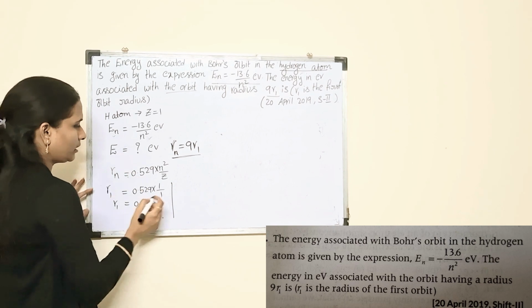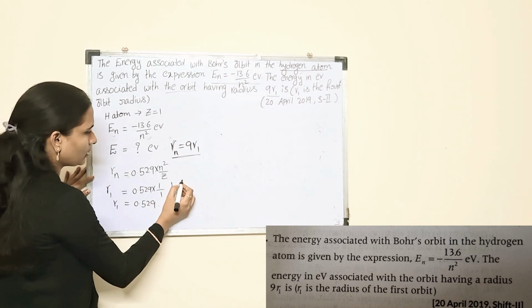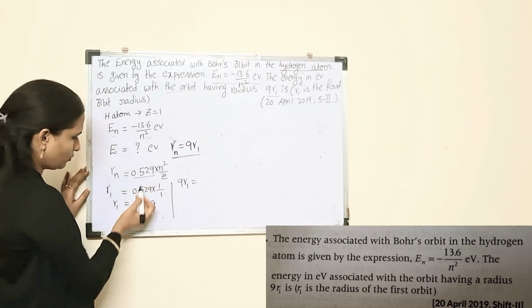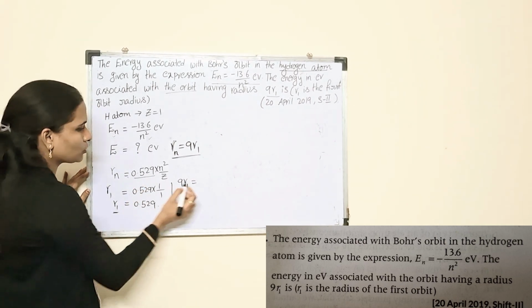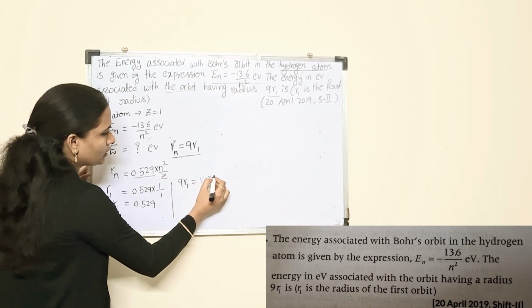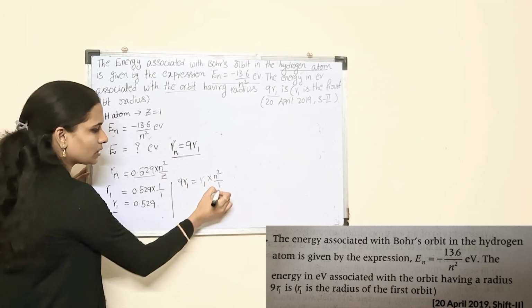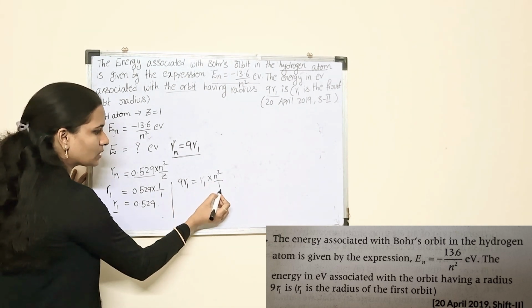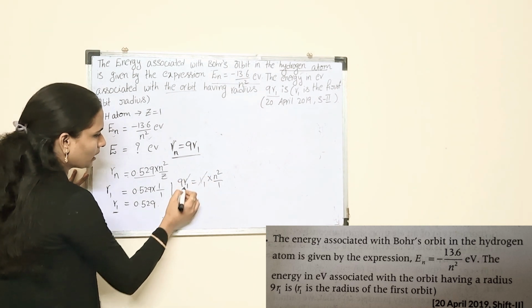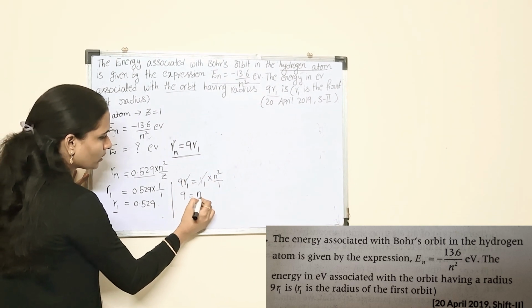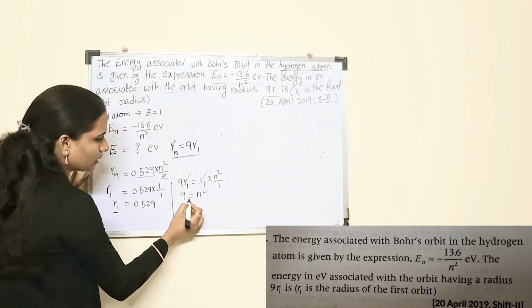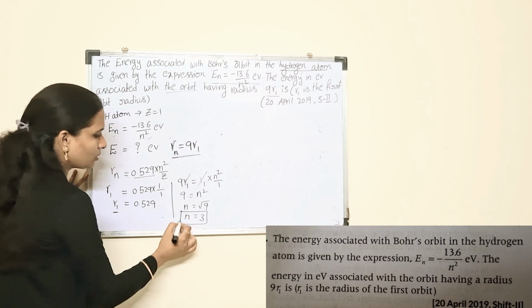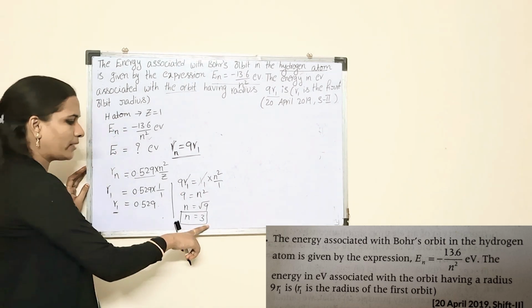Now the radius of the nth orbit is given as 9 times r1. So 9 times r1 equals 0.529, which is r1, into n square by z. Z is 1 for the hydrogen atom. So 9 times r1 equals r1 into n square. Now r1 cancels, then 9 equals n square. Then n equals root over 9, that is 3. So this is the third orbit. Now we know the n value.